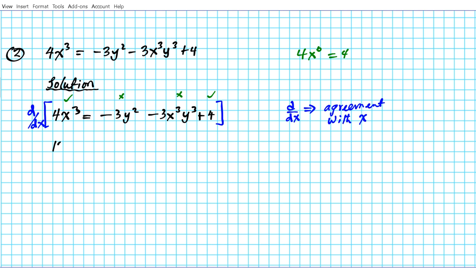4x to the third is 12x squared. We have agreement there, so we are done with that. For this guy right here, we do not have agreement, so we are going to differentiate first, negative 6y, and then to reflect the disagreement, we're going to add on dy/dx. Okay, for negative 3x to the third y to the third, let's differentiate that.